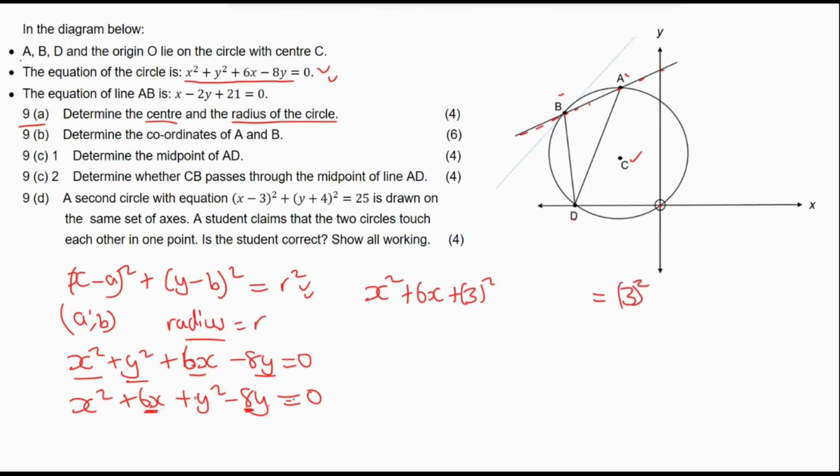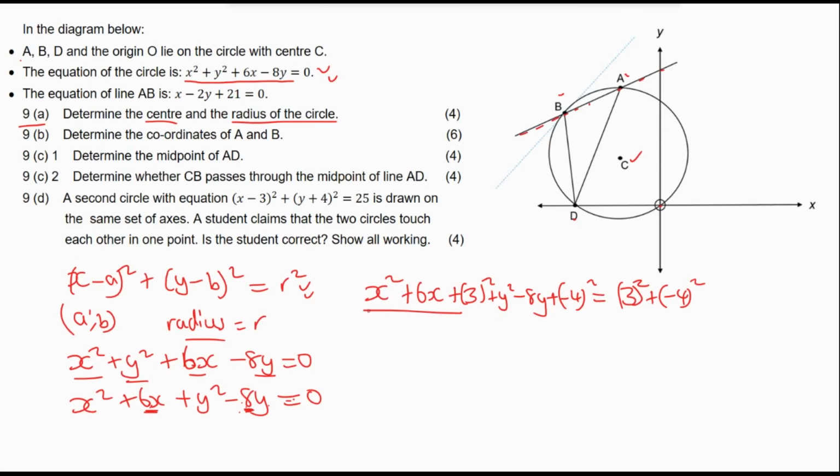Right, we're done with the first part, and then we do the y, plus y squared minus 8y. Half of negative 8 is negative 4. Then we square it, then add it on both sides of the equation. So it's going to be plus negative 4 squared, and then plus negative 4 squared. This is how we complete the square.